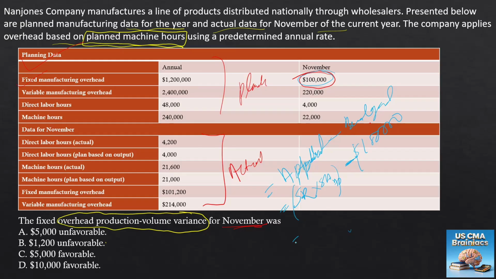Okay. So let's find the standard rate. How can we find the standard rate? One question: how can I know that the 100,000 will be the budget? Because two amounts have been given here.